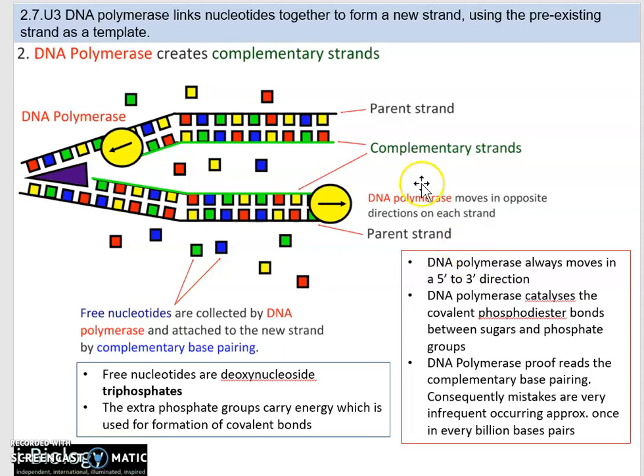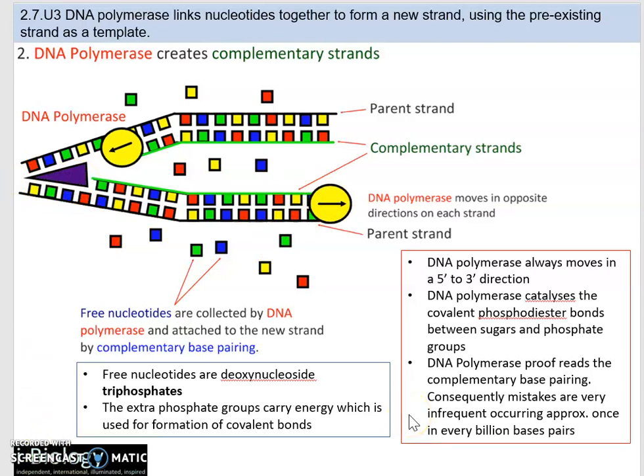But for 2.7, we've got helicase unzipping the molecule, and then DNA polymerase bringing nucleotides into place using complementary base pairing, and it works in the 5' to 3' direction. It's going to work continuously on this side and then discontinuously on this side as the helicase unzips.